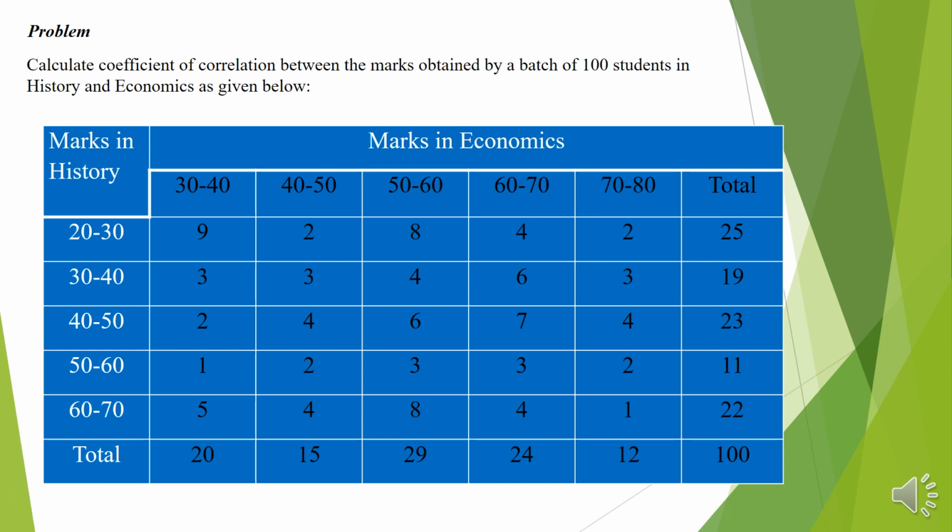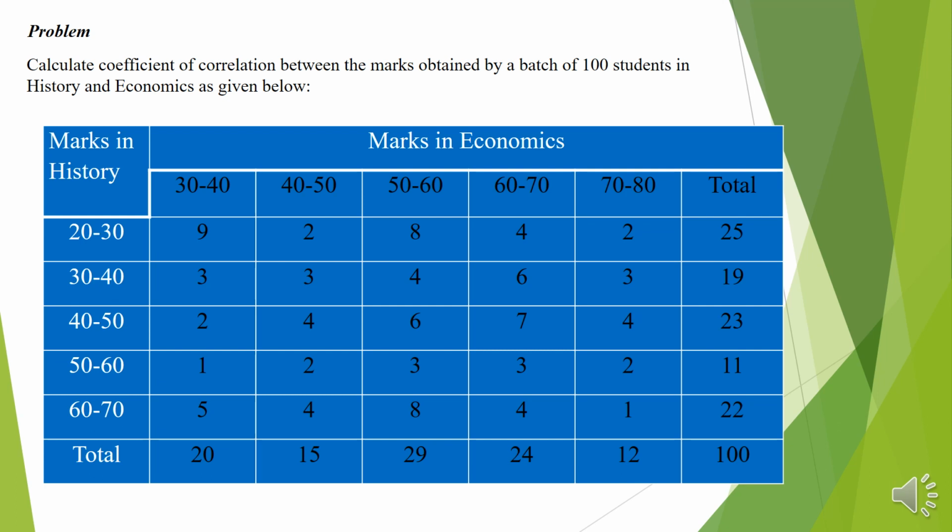Then 60 to 70, there are 5 students who have scored 30 to 40 in economics. 60 to 70 again, there are 4 students who have scored 40 to 50 in economics. 60 to 70 in history, whereas in economics they have scored 50 to 60. 60 to 70 in history, whereas they have scored 60 to 70 in economics too. And 60 to 70 in history, whereas in economics they have scored 70 to 80, there is only 1 student. So the total number of students who have scored 60 to 70 in history is 22.